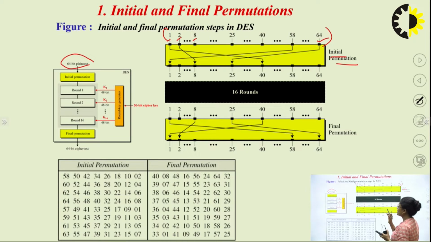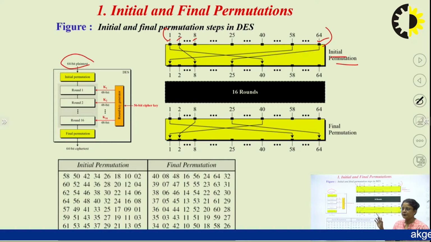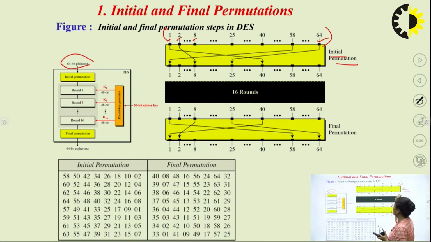Now, in the case of initial permutation, what happens is that we just shuffle the positions. The input that is coming in a certain position, we shuffle to its corresponding output. Like in this example, the input which is coming in the first position will be diverted to the 40th output. The one which is coming, let us say, in the second input will be diverted to the 8th output as you move on from top to bottom.